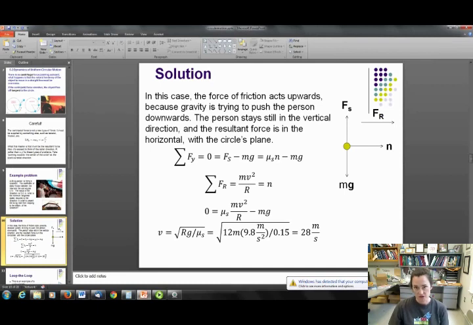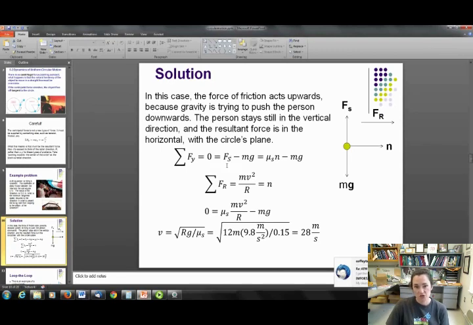And the normal force is the force that the wall is pushing on you with, in the positive radial direction. So in this case, it's the normal force between you and the wall that is keeping you in that circular path. So let's do the sum of the forces in y first. Now the y direction in this case is up and down and not in the plane of the circle. So the sum of the forces in y is 0 because you're not accelerating in the y direction. You're pinned to the wall.